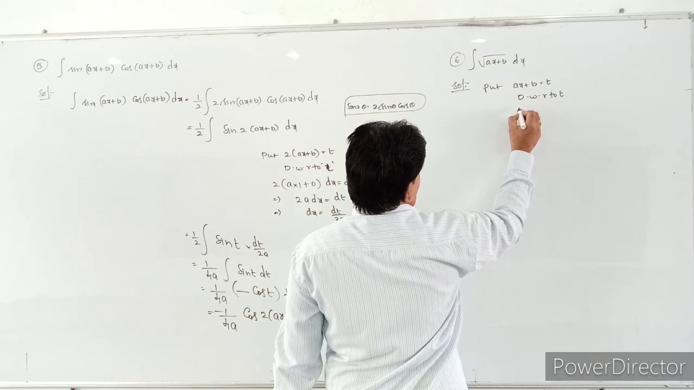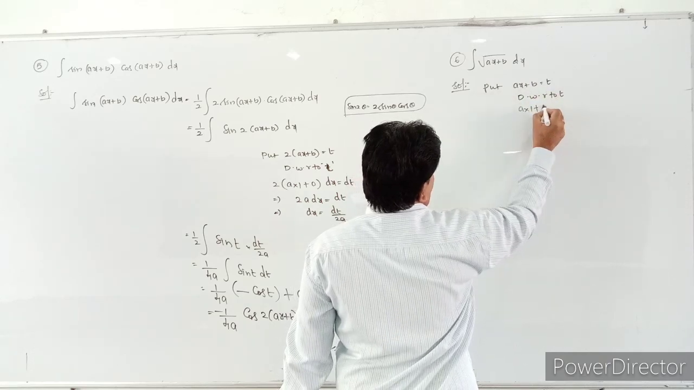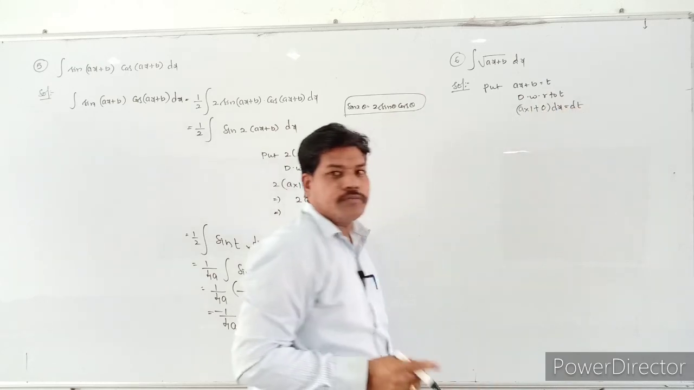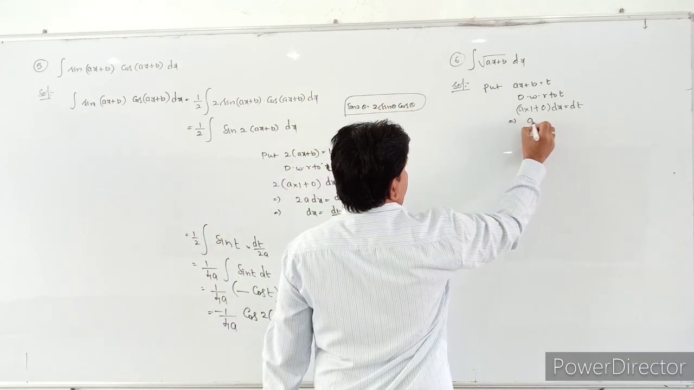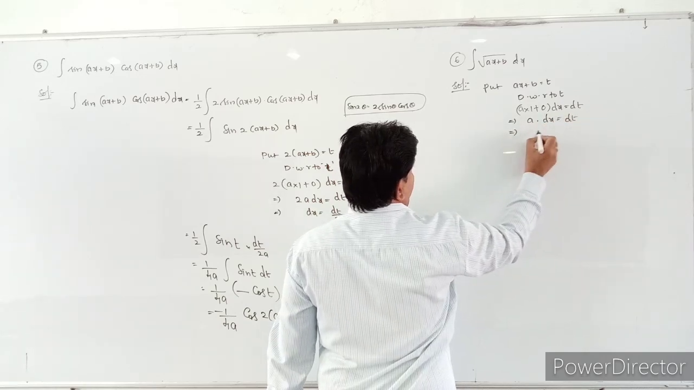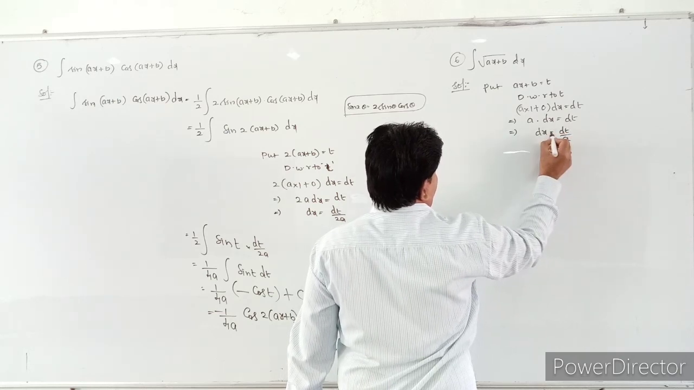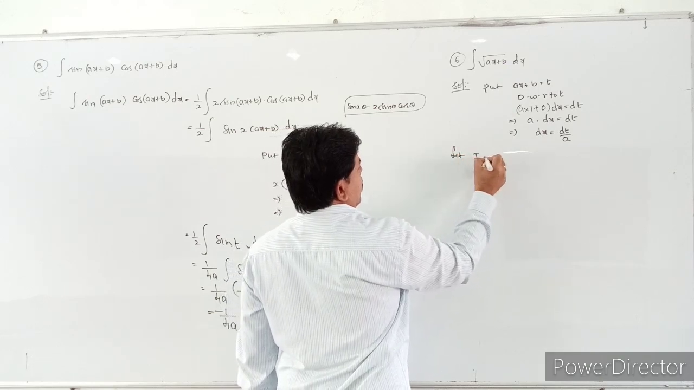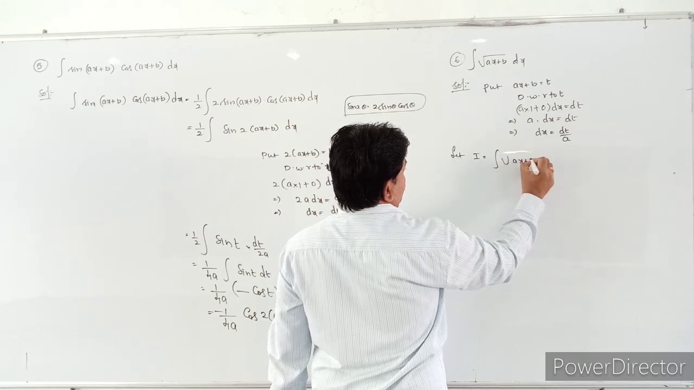Differentiate with respect to t, that implies a into the derivative of x is 1, plus the derivative of b is 0, into dx is equal to dt. So a into dx is equal to dt, so dx is equal to dt by a.